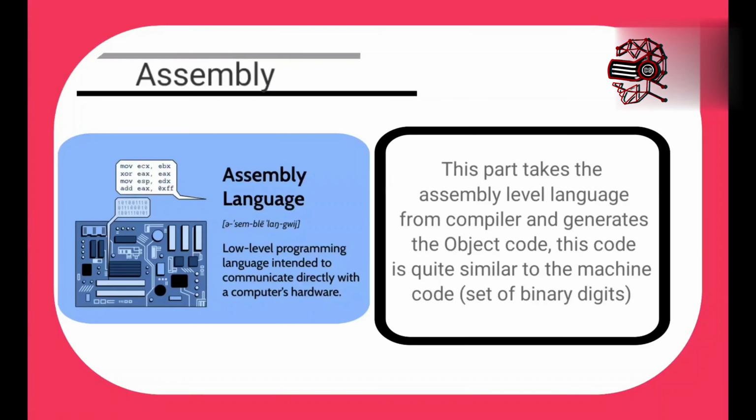language code. 4. Assembly. The assembly code generated by the compiler is passed to the assembler, which translates it into machine code. Assembly code is a low-level representation of the program, closely related to the architecture of the target machine.